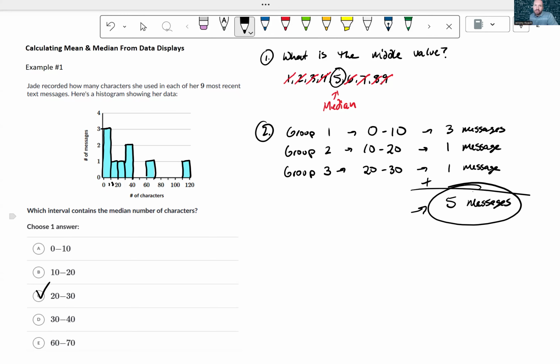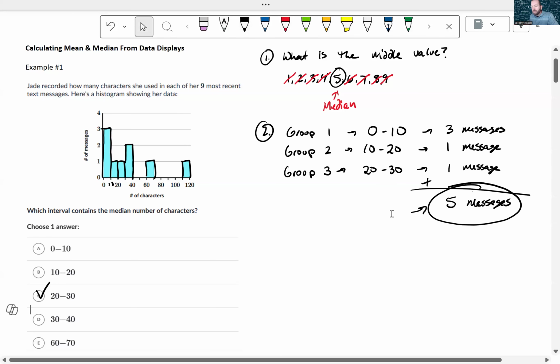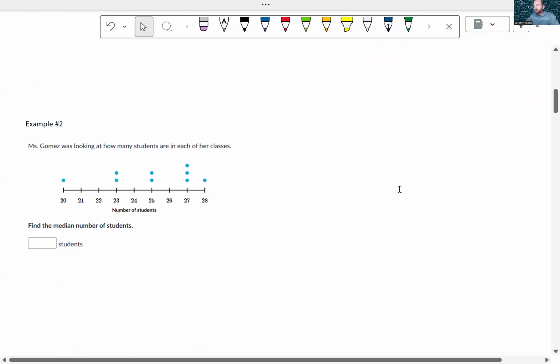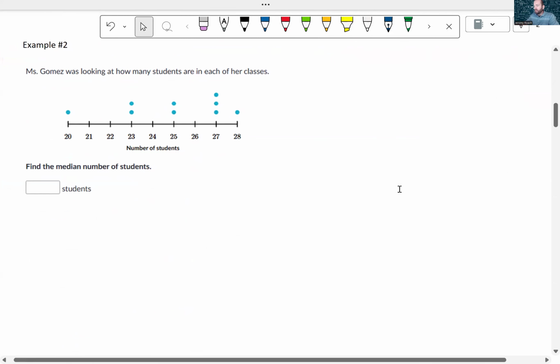So when we get to 5 messages, we stop at that interval, and that's our answer for the median. Let's look at another median question that is with a dot plot instead. Here it says Miss Gomez was looking at how many students are in each of her classes. Find the median number of students.